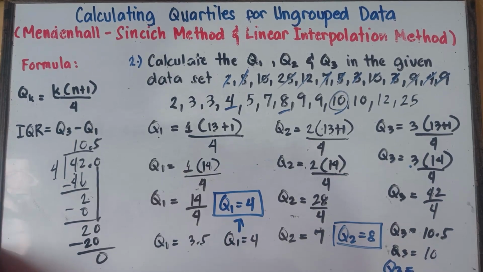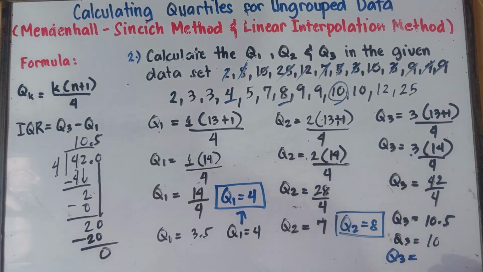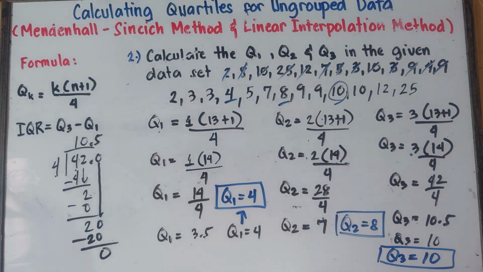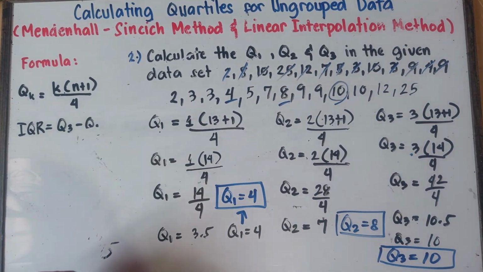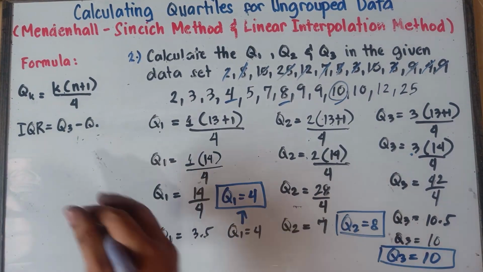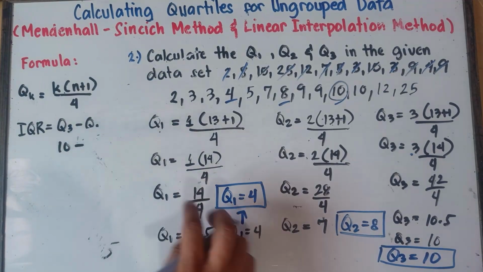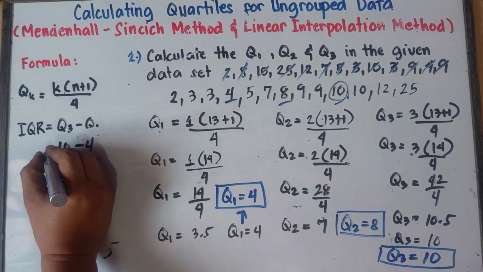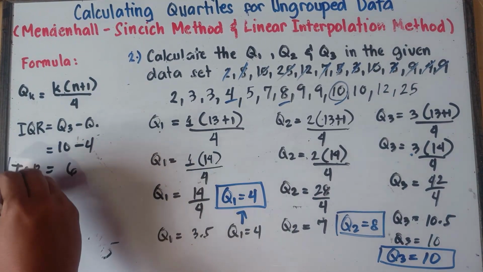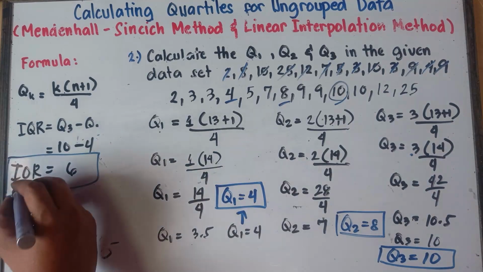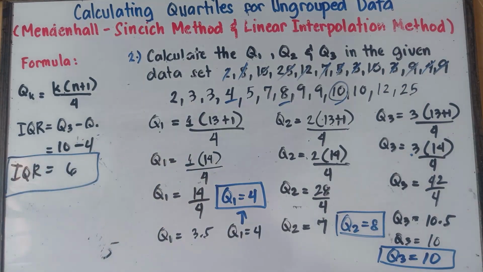We don't have enough space, class. Quartile 3 is equals to 10. And then that's it, class. You're all set. So you find the interquartile range. Let's do that. So quartile 3, that would be 10. So 10 minus quartile 1 is 4. So 10 minus 4, that would be 6. So IQR is 6. That's it, class. We're all set. That's the answer, class, with regards to example number 2. All set, class.